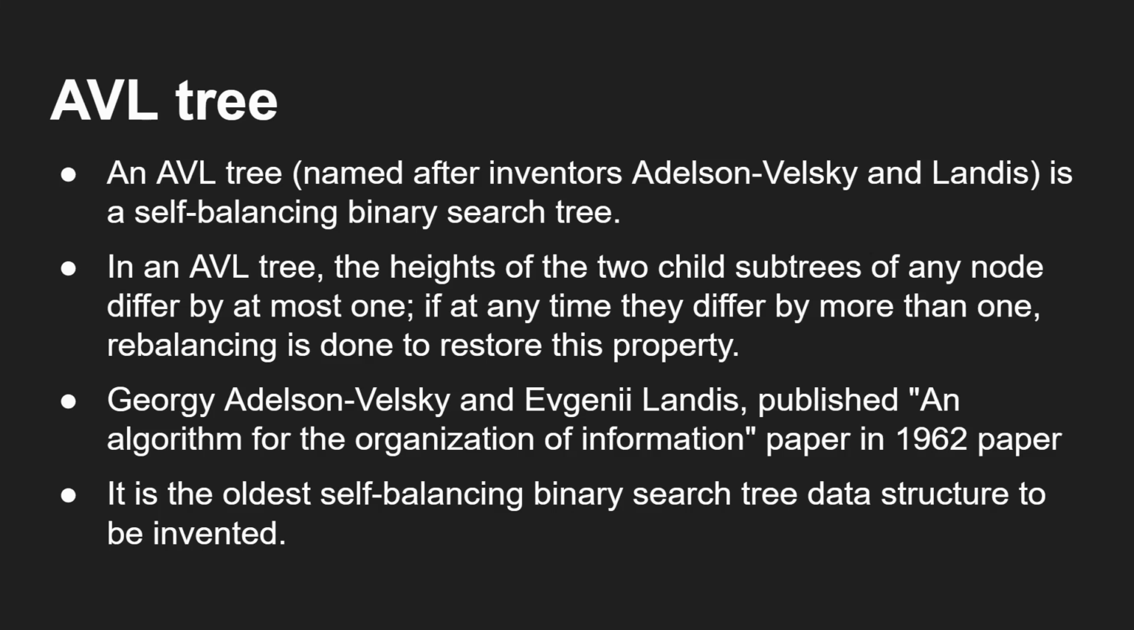If at any time they differ by more than that, then it has to be rebalanced to restore that balancing property. Grigori Adelson-Velsky and Evgeny Landis published an algorithm for the organization of information as a paper in 1962. It's the oldest self-balancing binary tree data structure that was invented. So it's called an AVL tree. It's a balanced binary tree.